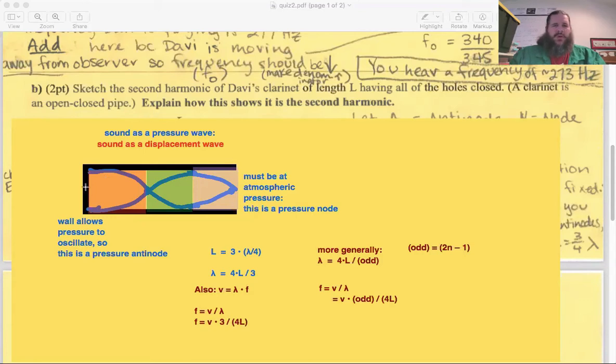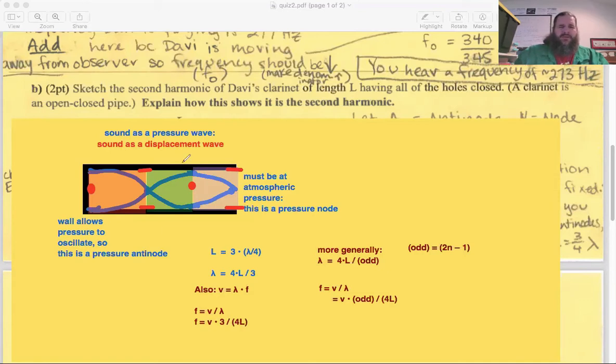So in that case, the wall would be a displacement node, because the air molecules can't move very far because the wall's in the way. And then the open end would be an antinode, because the air is more free to move. The air molecules can move around. And then to get the n equals 2 case, we'd still want to alternate node, antinode, node, antinode. We throw in the extra node-antinode pair as the second harmonic.